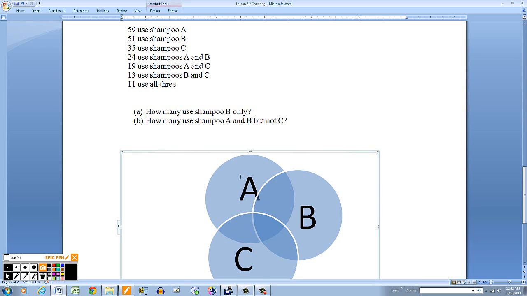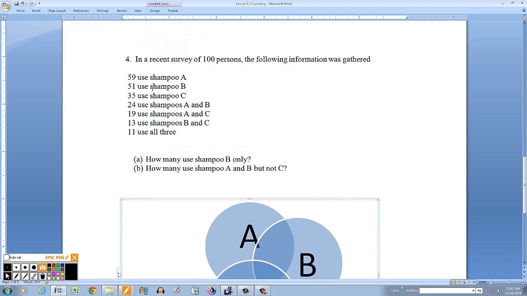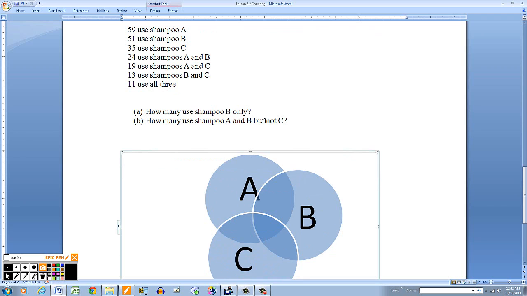So we don't want to start with 59 use shampoo A, because what that means is that the total in circle A is 59. But there are some that go in this region here, which will be common to A and B only, or some will be in this region right here, common to just A and C. This region right here where they all intersect is common to all. So you want to start in the middle, the intersection of the three circles. Sometimes you'll have two items only, so you'll have two circles, and you draw them so they intersect. In this case, I have three.